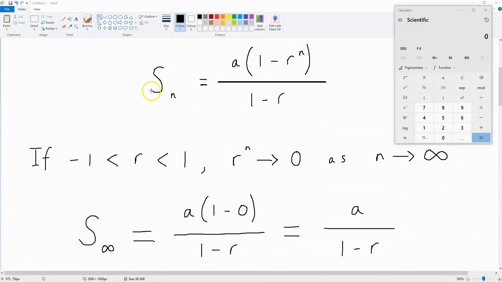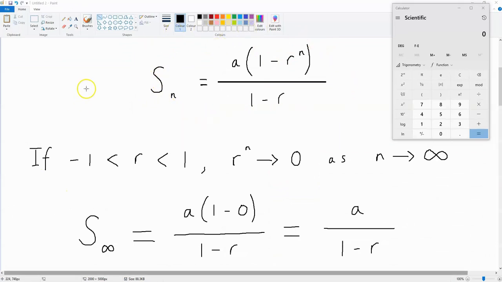So the first step is to start off with the general rule for the sum of a geometric series, and here is the formula for it. You then go on to say that if r is greater than -1 and is less than 1, r to the power of n approaches 0 as n approaches infinity.